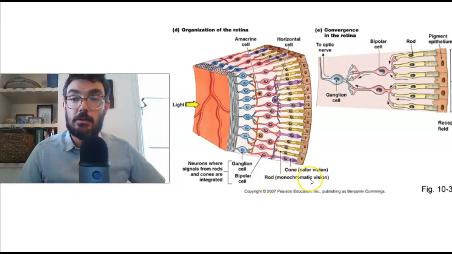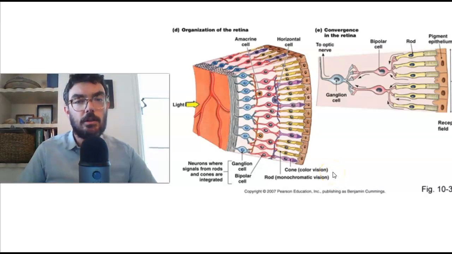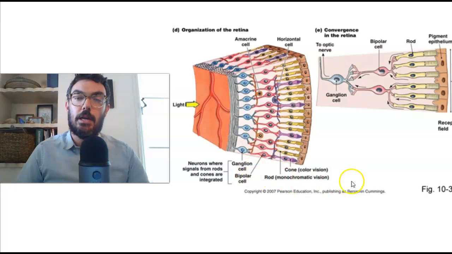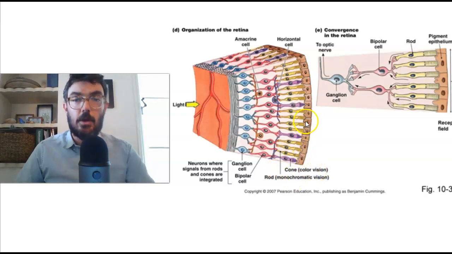The rods are involved in monochromatic vision, and those are used for basically your sense of vision in dim light, where distinguishing color is not important. You just need to be able to see. So when light is dim, you rely on your rods. This is kind of like your brightness, if you will, and the cones are involved in color. So we have 3 different types of cones, which pick up on 3 different wavelengths of light. And then, of course, we have our rods for monochromatic brightness.